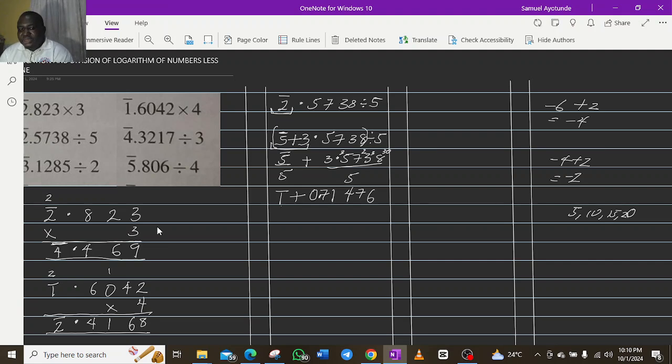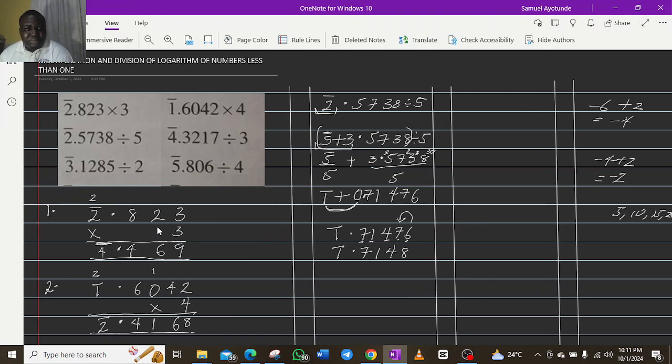So if we then add the two whole numbers, we have negative 1 plus 0. That will give negative 1. So our answer is 1 bar point 71476. Now, our logarithm table is always to 4 decimal places. That is why most of the things we do in logarithm table is in 4 decimal places. And this is already in 5 decimal places. We have 1, 2, 3, 4, 5. So I need to change it to 4 decimal places. I will round up 6 to 7. So 1 bar 0.7148.